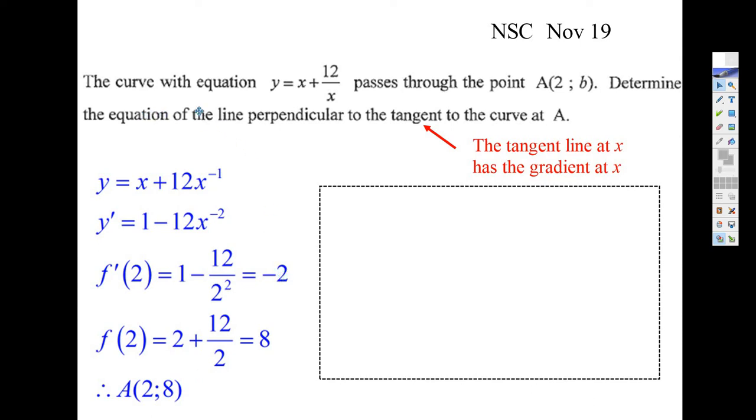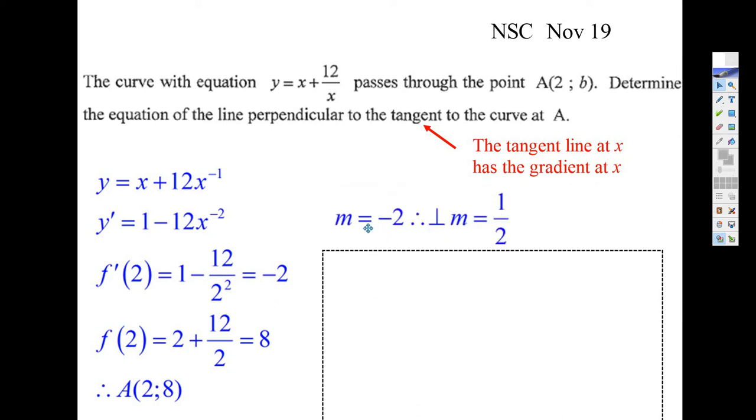But gee, they asked for the equation of the line perpendicular. Well, the gradient's minus 2. How do we find a perpendicular gradient? Well, maybe you remember: minus 2 over 1, you turn it upside down and you change the sign. If you've got a gradient of minus 2, then the perpendicular gradient is 1 over 2. Minus 2 over 1 becomes 1 over 2, and you change the sign. Hopefully you remember from grade 10 how to find a perpendicular gradient.